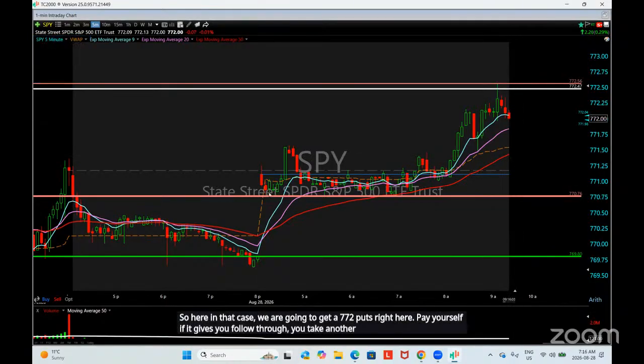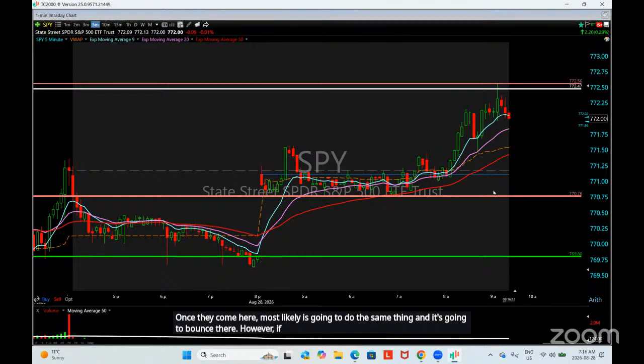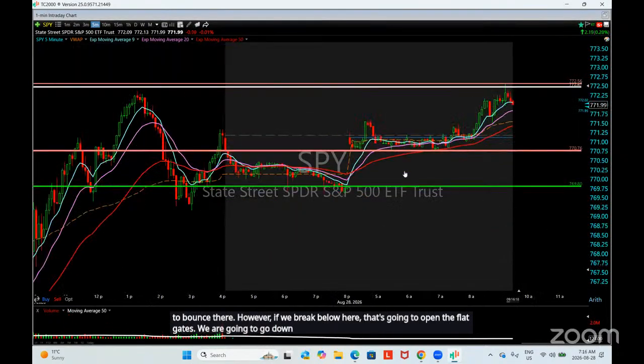If it comes here, this area is a critical area. You see that price came here, bounce, bounce, bounce. So once it comes here, most likely it's going to do the same thing and it's going to bounce there. However, if we break below here, that's going to open the floodgates. We are going to go down to this gap area, the pre-market gap, and then even something worse.